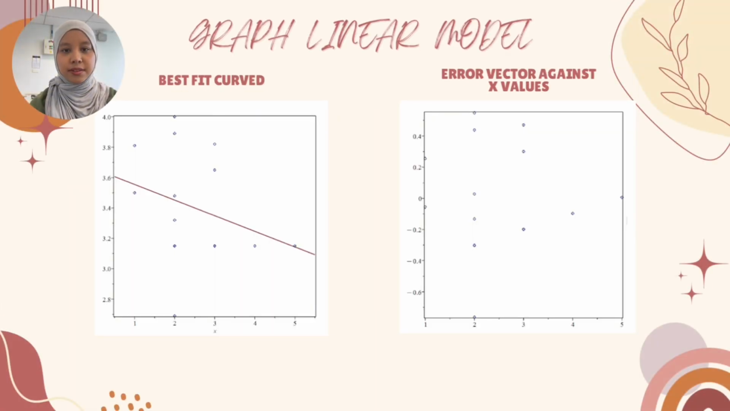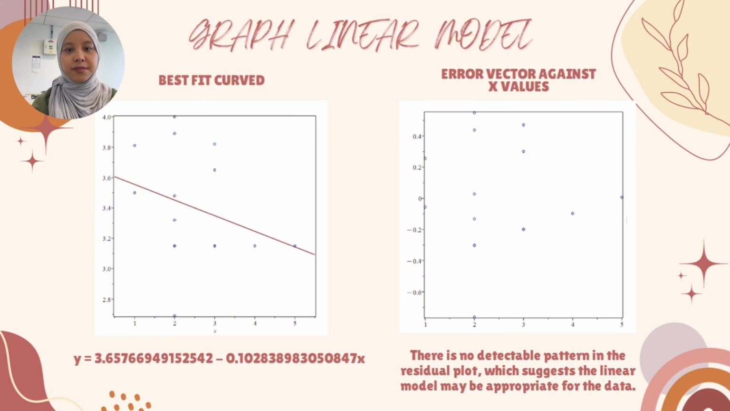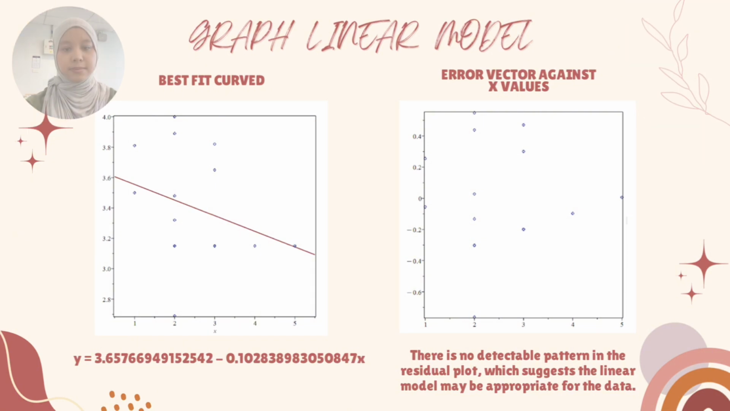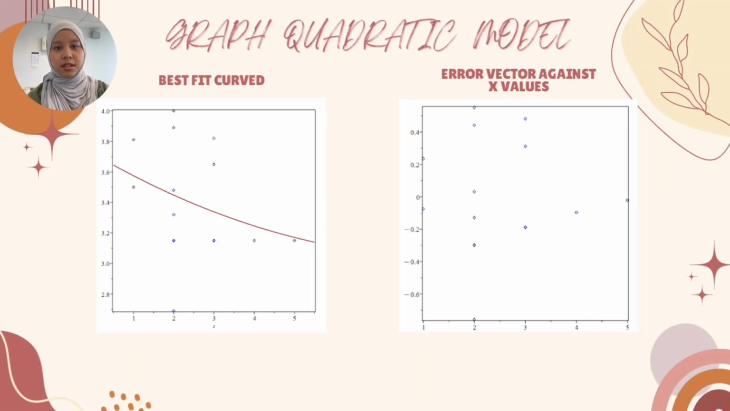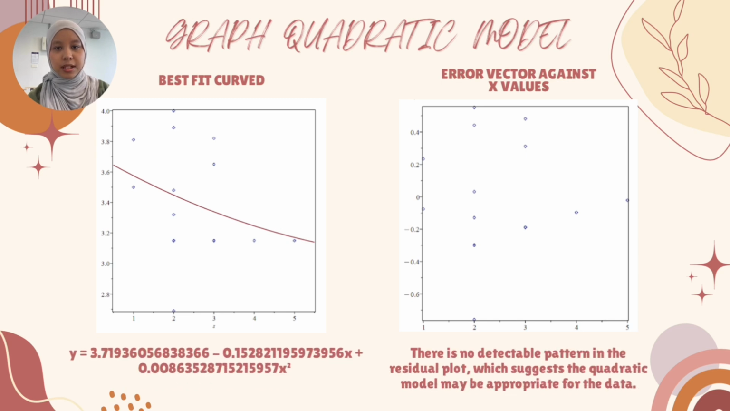So this is the graph of the linear model, the best fit curve graph and the error vector against X value graph. As we can see, there is no detectable pattern in the residual plot, which suggests the linear model may be appropriate for the data. Next is the graph for the quadratic model, the best fit curve graph and the graph for error vector against X value. As we can see, there is also no detectable pattern in the residual plot, which also suggests the quadratic model may be appropriate for the data.